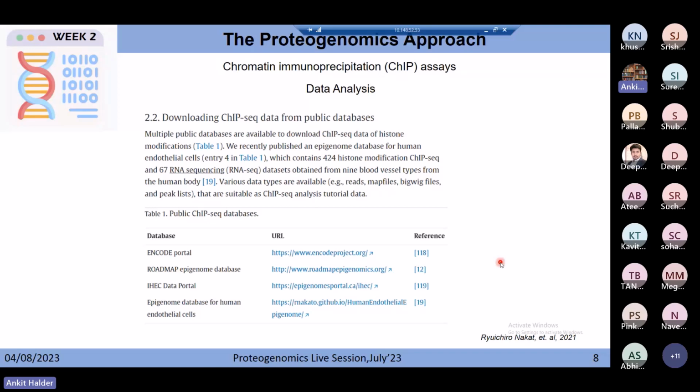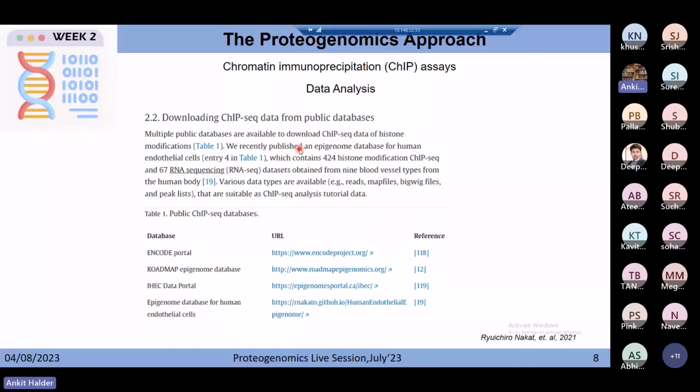Now let us look at some real data analysis software and tools that are available, through which people generally perform this kind of analysis after the sequencing has been done. There are a number of ChIP-seq public data sets available, for example, to download data on histone modifications or some other proteins.